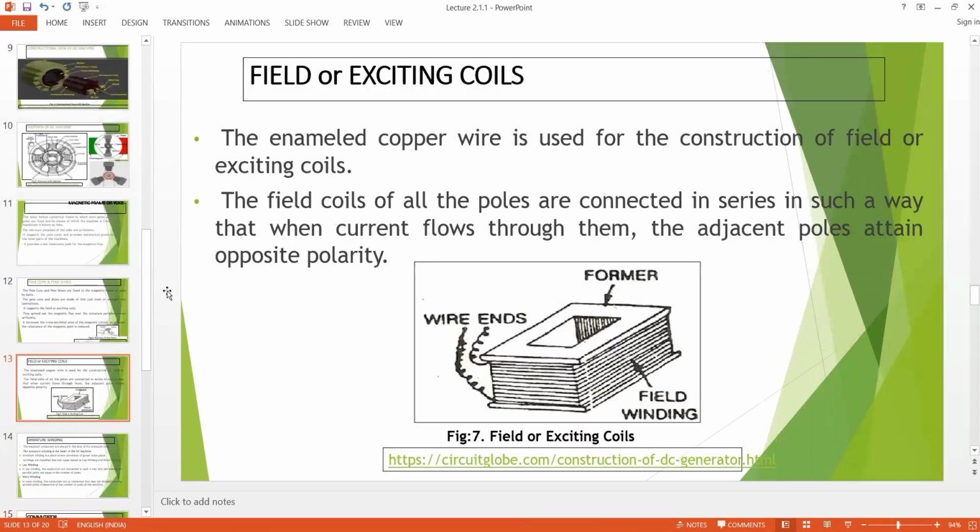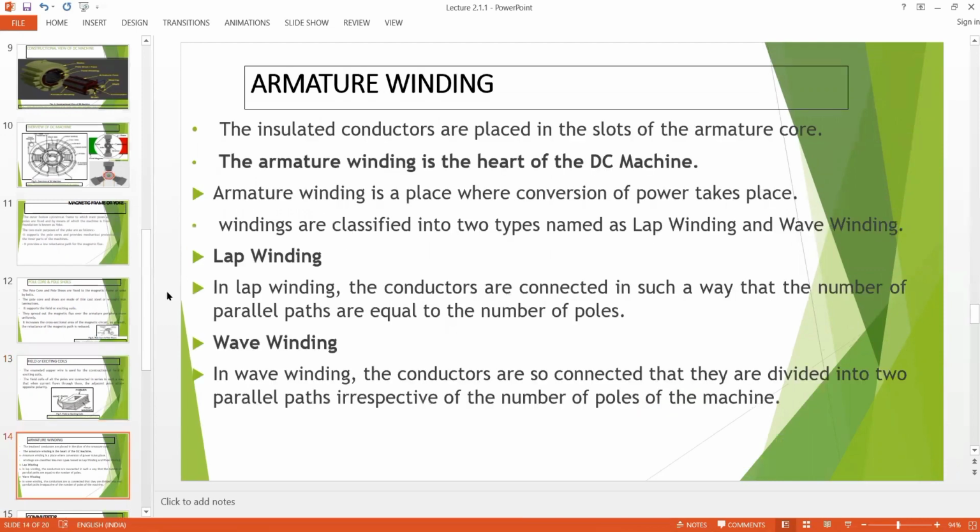Then we have field or exciting coils, you can see these are enamelled copper, copper covered with some kind of lamination. These field coils are connected in series so that the current can flow through them, and adjacent poles can attain opposite polarity. That is because if the magnets are not getting opposite polarity, they won't rotate.